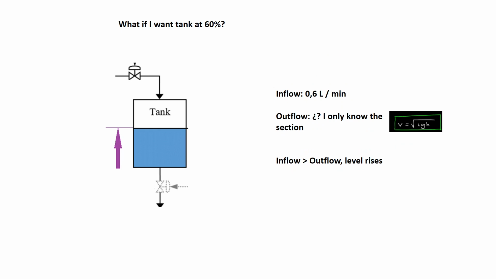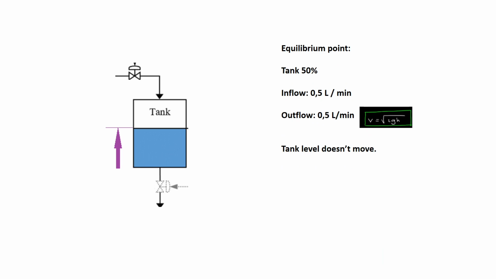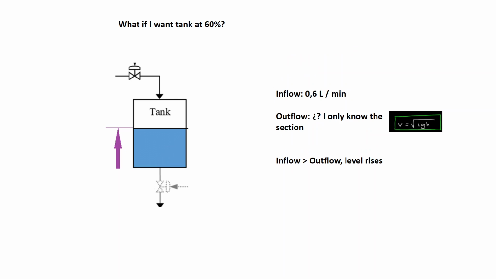So, for example, if we start from this last situation and then we decide that we want a 60% level, what would we do then? Then we would increase the inflow, and in this way the water level would rise, simply because we are putting in more water than is exiting at this point. But the outflow is unknown. Well, it can be calculated, but what I mean to say is that it's uncontrolled.